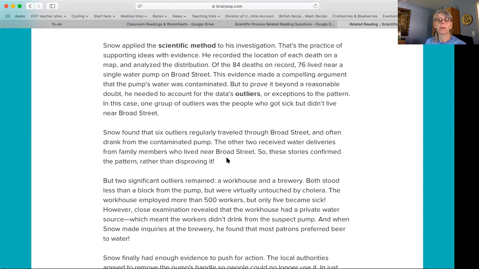That takes care of 6 of them. The other 2 got water from people who got it from that pump. So basically everyone who died, all 84 people who died, got their water from this pump on Broad Street.